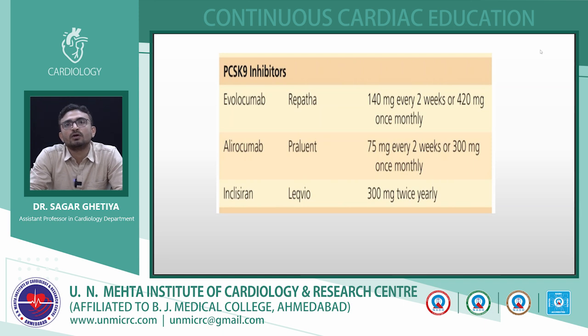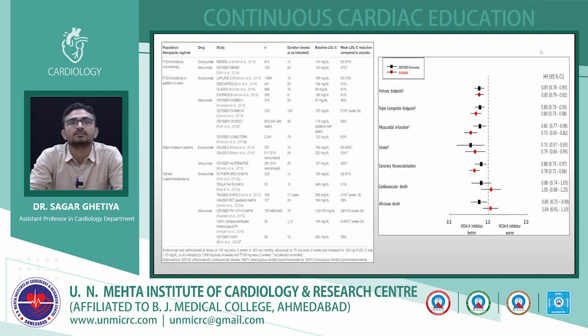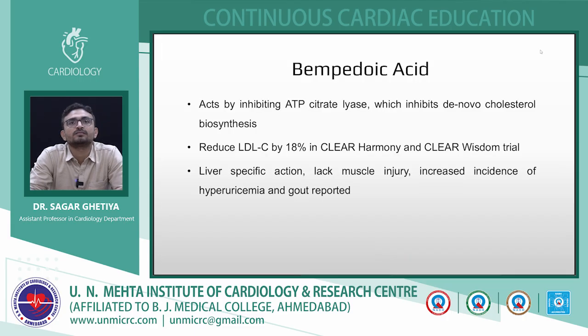Evolocumab can be given 140 mg every 2 weeks or 420 mg monthly. Alirocumab can be given 75 mg every 2 weeks or 300 mg once monthly, while inclisiran can be given as twice yearly injection in 300 mg doses. These are costly therapies, but can be used in children more than 10 years with heterozygous familial hypercholesterolemia when LDL is not controlled with statin and ezetimibe and other medicines. These are trials of PCSK9 inhibitors and other medicines.